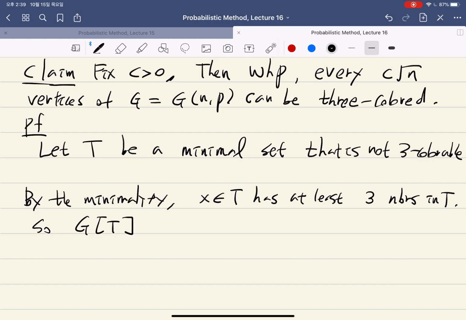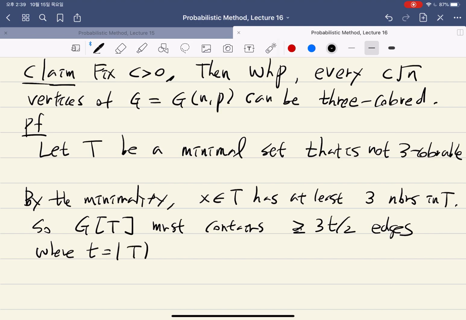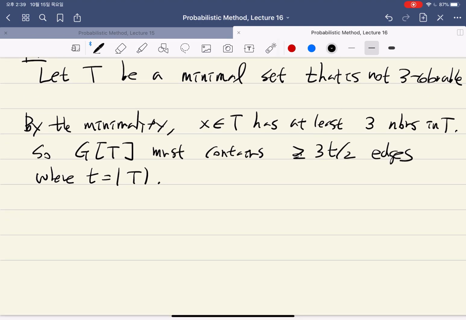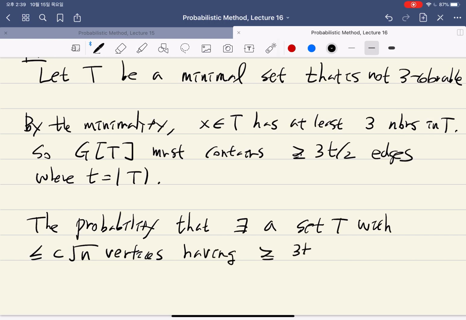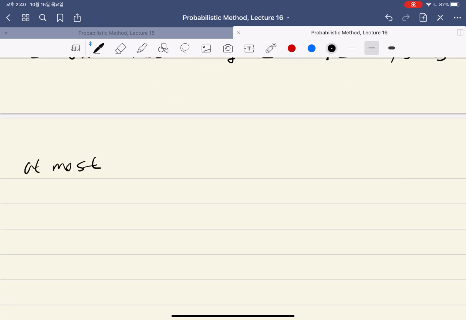So G induced by T must contain at least 3t over 2 edges, where t is the number of vertices in T. So now we consider the probability that there exists a set T with at most C times square root of n vertices having at least 3 times the size of T over 2 edges, which is at most the following.